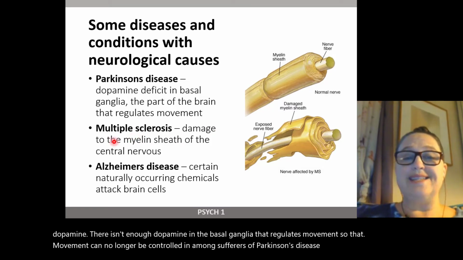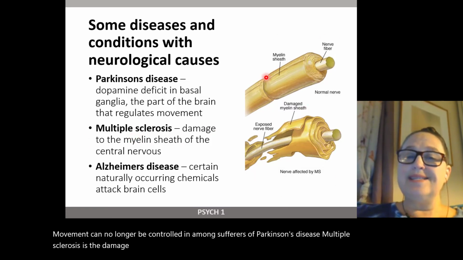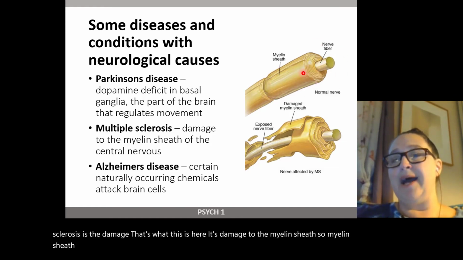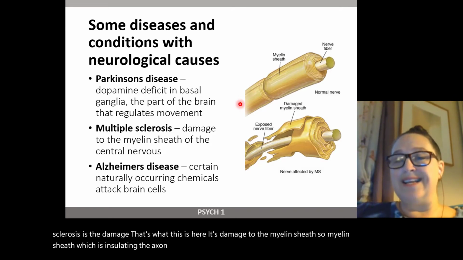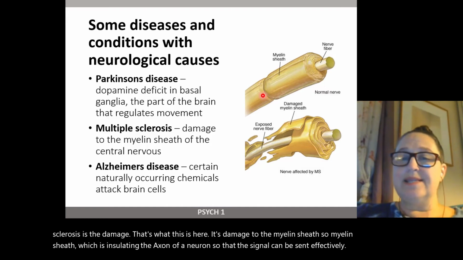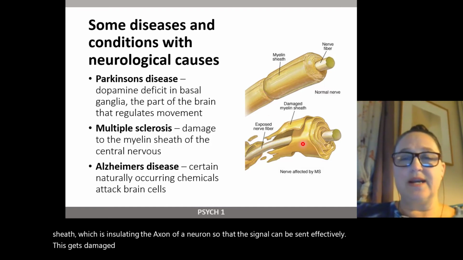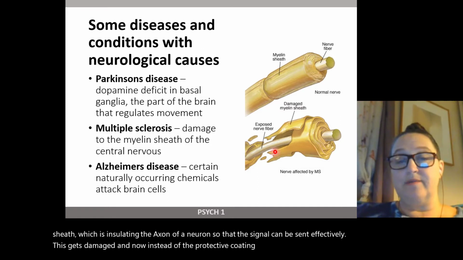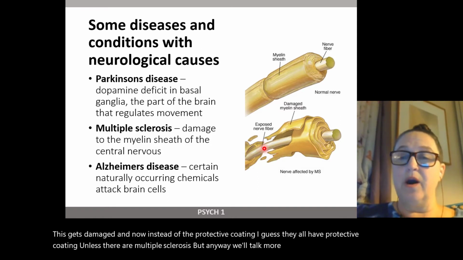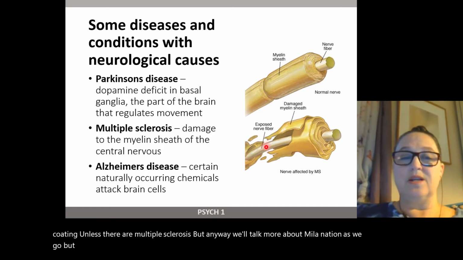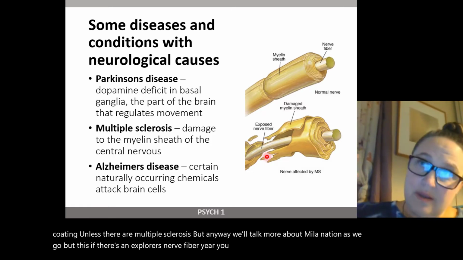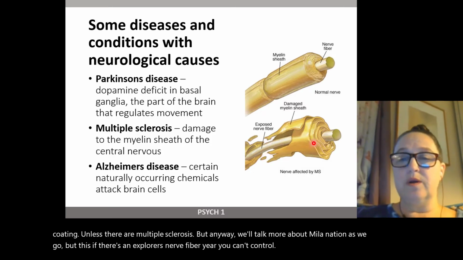Multiple sclerosis is the damage. That's what this is here. It's damage to the myelin sheath. So the myelin sheath, which is insulating the axon of a neuron so that the signal can be sent effectively, gets damaged, and now instead of the protective coating, I guess they all have protective coating unless they're in multiple sclerosis, but anyway, we'll talk more about myelination as we go. But when there's an exposed nerve fiber, you can't control your movements as well.